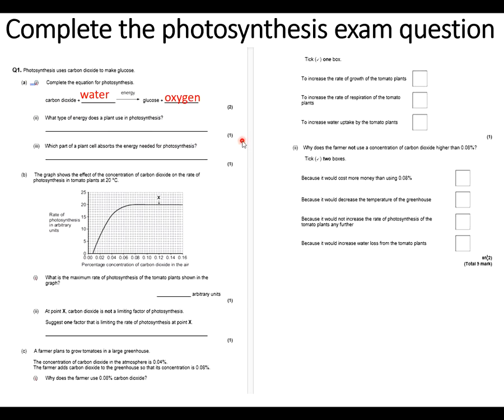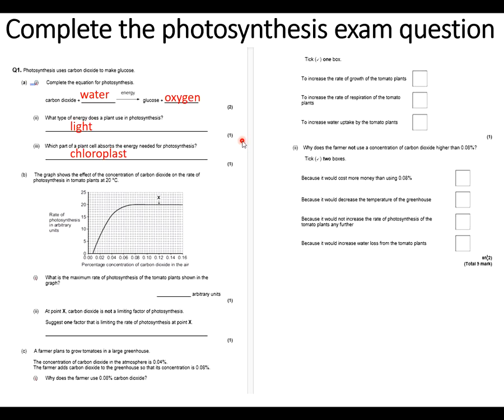And as I said before, remember the answer really must be light. It could be sunlight, it could be artificial light. If you wrote sunlight, you would get a mark. But if you just wrote sun, you wouldn't. Which part of the plant cell absorbs the energy needed for photosynthesis? So it's asking you which part of the cell basically photosynthesis takes place, and the answer is chloroplast. If you've written chlorophyll, you can also have a mark.